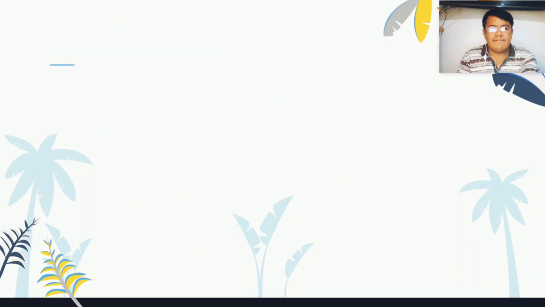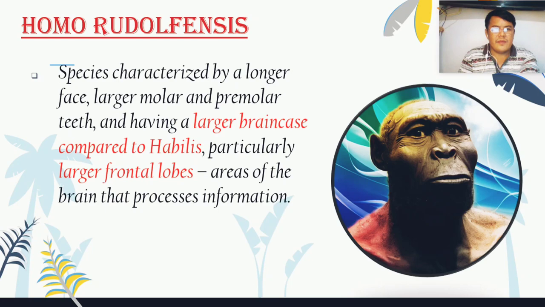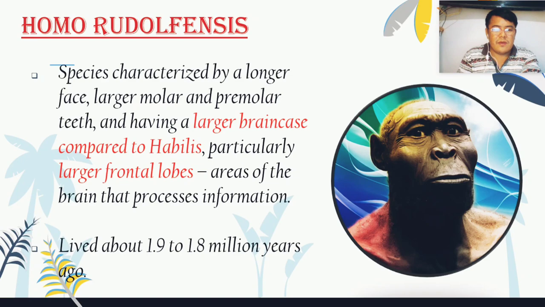Next, Homo rudolfensis. Species characterized by a longer face, large molar and premolar teeth, and having a larger brain case compared to Homo habilis, particularly larger frontal lobes, areas of the brain that processes information. Mas okay siya, mas developed kay Homo habilis, no? Dahil mas malaki ang bungo, mas malaki ang utak. No, yung frontal lobes na sinasabi, kung titignan mo sa Google, yung brain natin, yung front part, yun. So, mas malaki, kaya mas nakaka-process siya ng information. So, he lived about 1.9 to 1.8 million years ago.